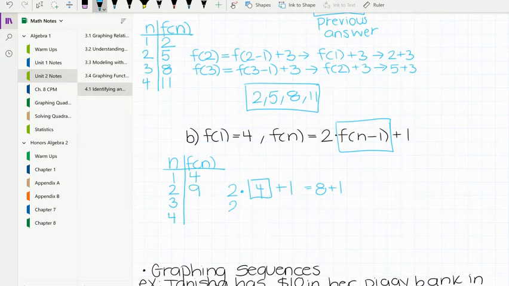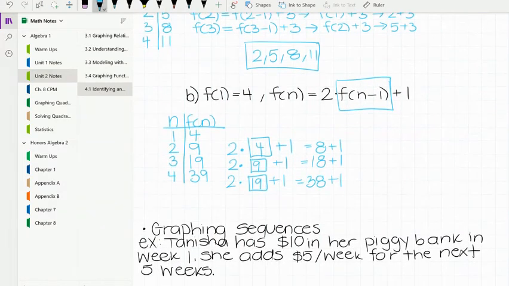We're going to do that again. 2 times the previous answer plus 1. Well, the previous answer this time is 9. So now it's 18 plus 1, which is 19. And lastly, 2 times the previous answer plus 1. The previous answer is 19. So this would be 38 plus 1, which is 39. So the first 4 terms are 4, 9, 19, and 39.